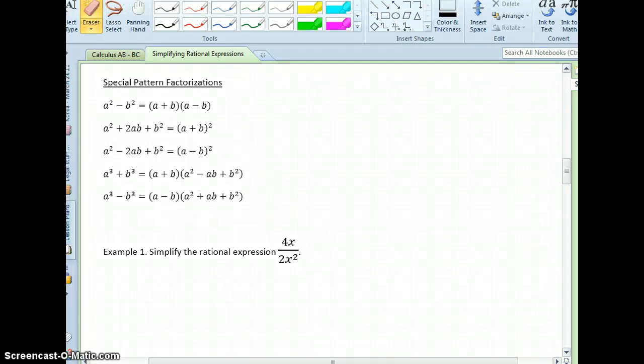These examples are to correspond with the lesson Simplifying Rational Expressions. As part of a refresher, I just want to point out that I do have listed here 5 special factorizations, which you will see some of them in the examples that follow, but this is just for easy reference. Okay, so let's get started with simplifying the rational expression 4x divided by 2x squared.